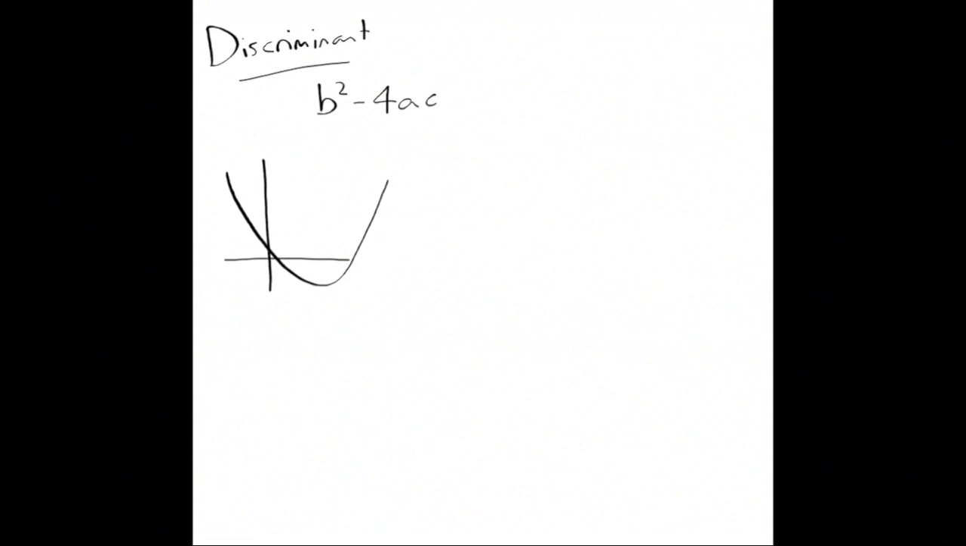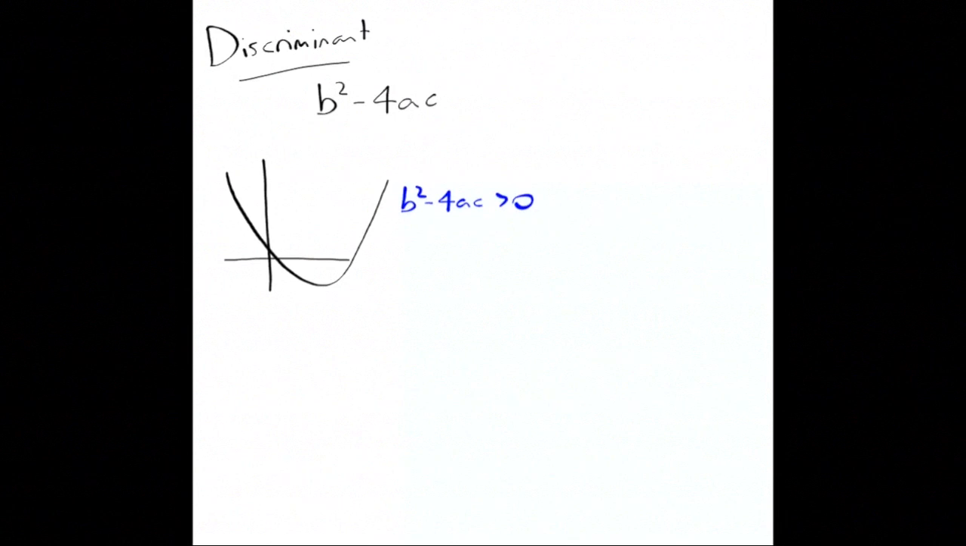Something we can use in the quadratic is the discriminant. Now the discriminant is b squared minus 4ac. Might look slightly familiar, that formula. And what the discriminant tells us is, if we work out b squared minus 4ac, the a, b and c being the coefficients of x squared, x and the constant term.